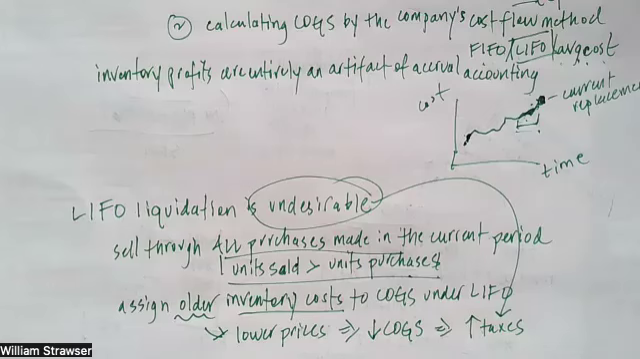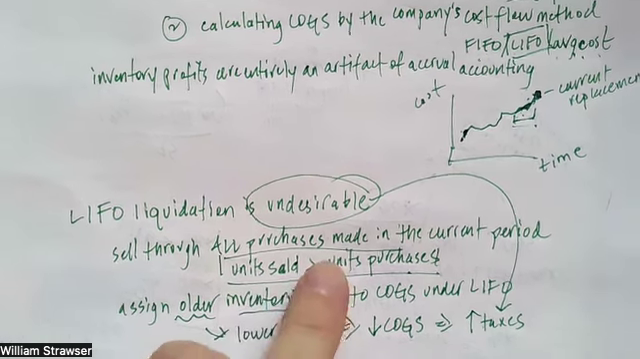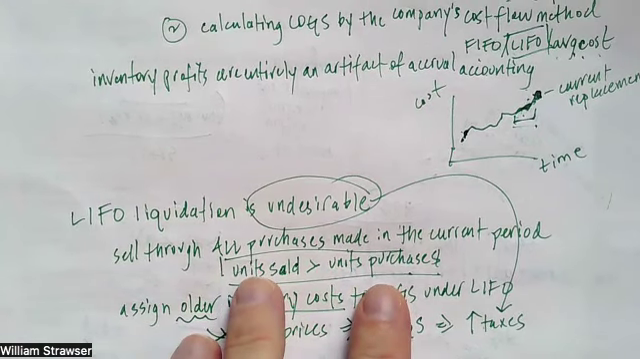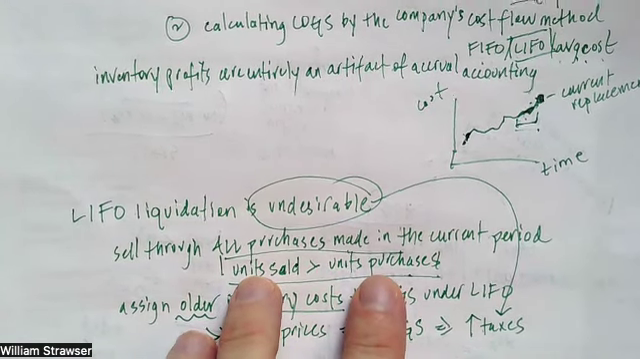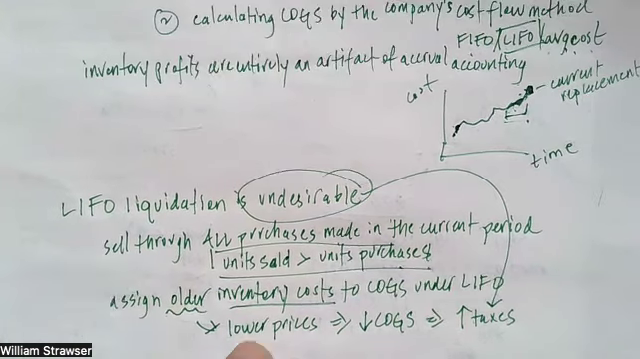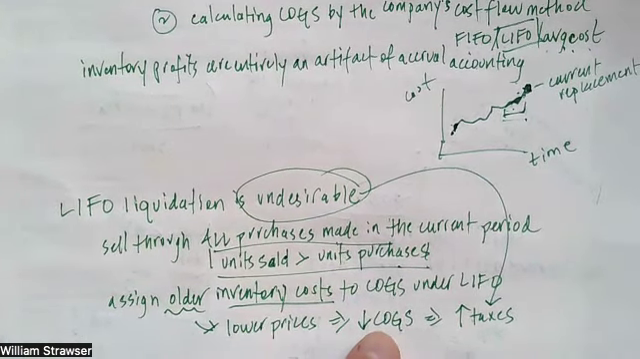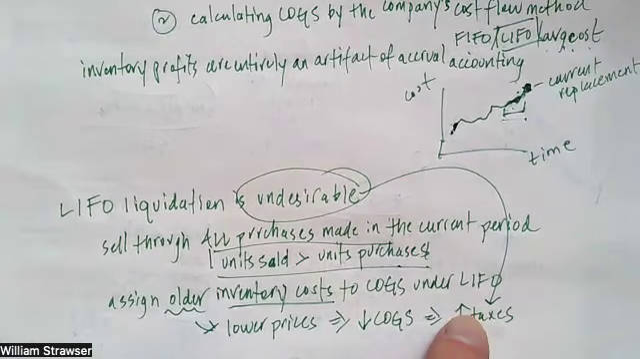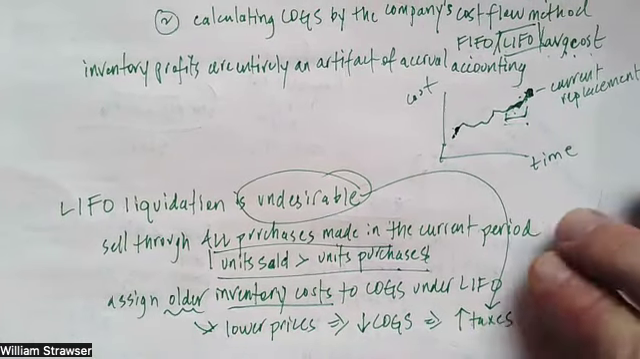And it gets a little complicated. It's called dollar value LIFO, but essentially they're trying to prevent this from happening, that the units they sold will be greater than the units they purchase, and leading to lower prices assigned to cost of goods sold, higher taxes. So let's look at a problem.